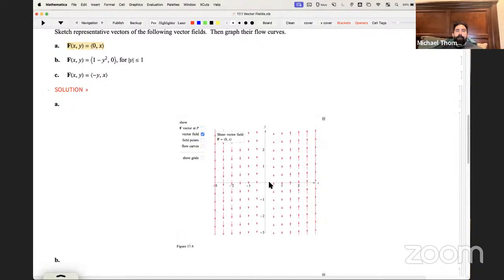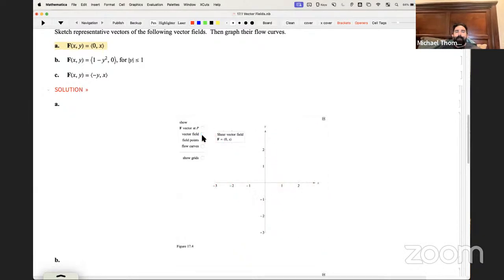So what you'll notice is the vectors get larger as we move away from the y-axis in both directions, although they do point downward as we move in the leftward direction. So this type of vector field is called a shear field. It's called shearing because you can see there's a shearing effect, upward and downward vectors moving against each other, and the shearing is happening right down the y-axis. And by the way, these would be the flow curves.